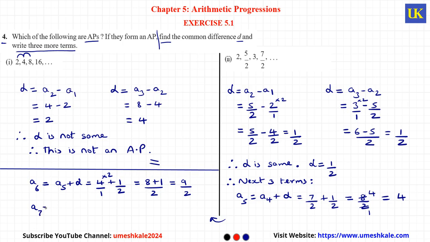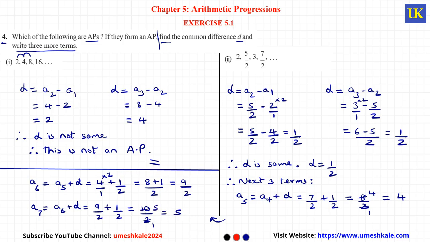Similarly, A7 we need to calculate. For that, we take A6 plus D. A6 is 9 by 2, which we just found out, plus we will add D, which is 1 by 2. So it will become 10 by 2, and we can further simplify it. 2 fives are 10.